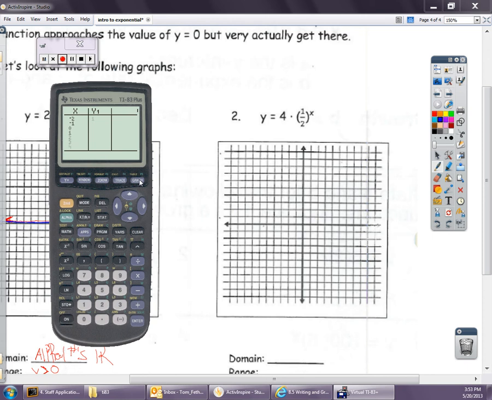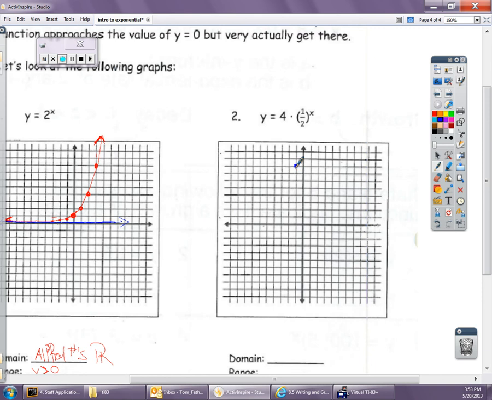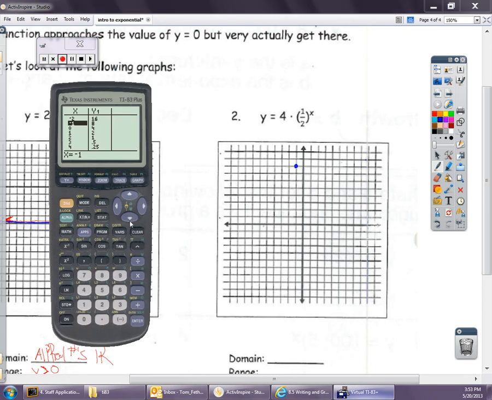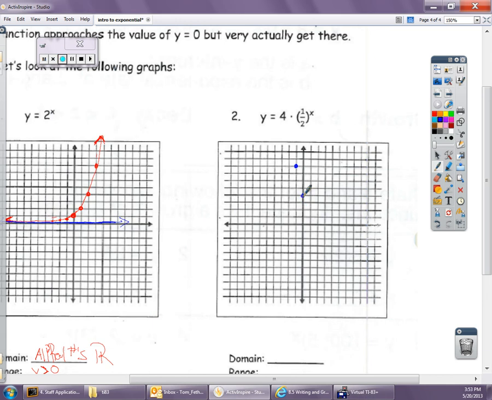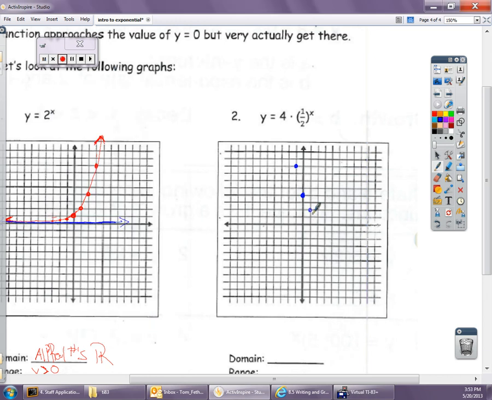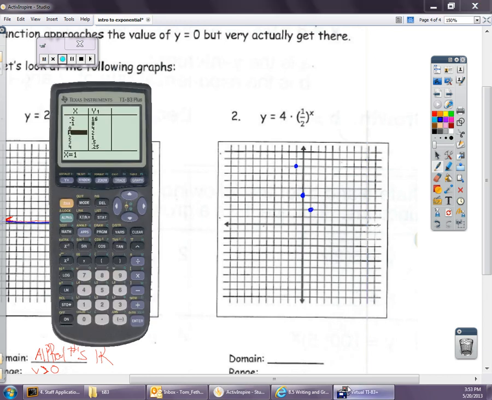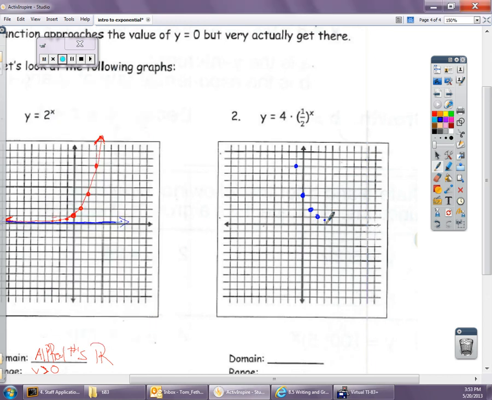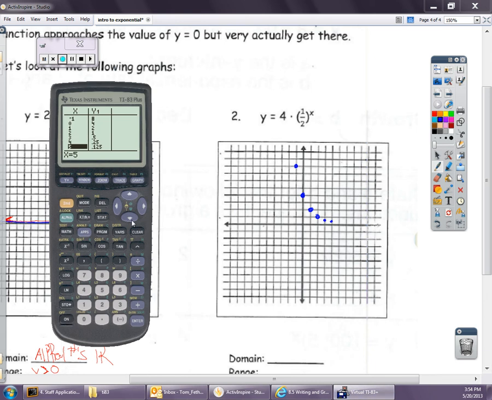So we can say, well, negative 2, 16 is off the chart. We can graph negative 1, 8. So left 1, up 8. Then we can graph 0, 4. And we can graph 1, 2. Right 1, up 2. We can graph 2, 1. Right 2, up 1. We can graph 3, 0.5. So right 3, up 1/2. 4 and 0.25. And then 5 and 0.125.